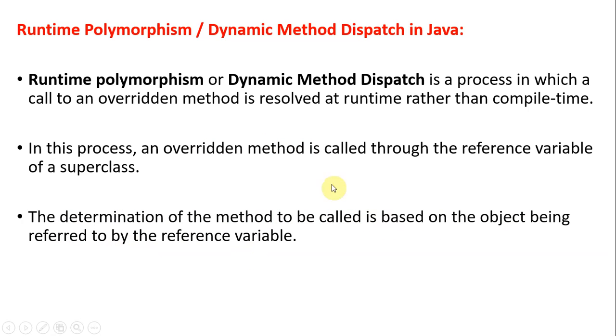reference variable. Okay, so we have a superclass reference variable, we have to call an overridden method. How is it decided? Based on the object we referenced to that reference variable. Okay, so calling an overridden method at runtime by using the reference variable of a superclass is called runtime polymorphism. We'll see the example, then you will understand.